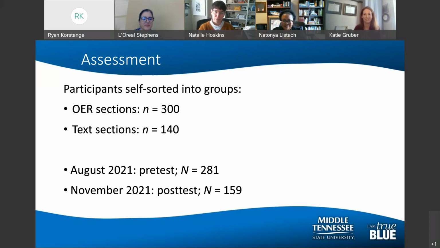Our first wave, or the pre-test of the survey, was administered in August, right after the first week of classes, and 281 students participated in the pre-test. And then again in November 2021, our post-test was administered. We had, of course, fewer participants because this was the week before finals. And as you know, it's very difficult to get students to participate even when they're being offered extra credit.